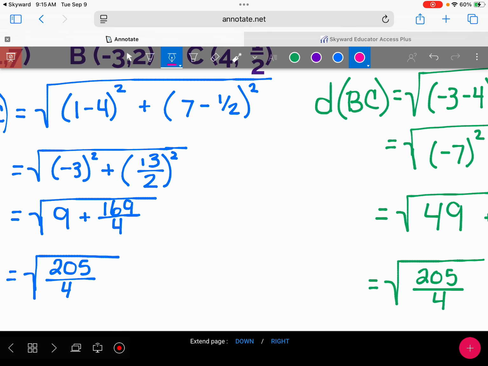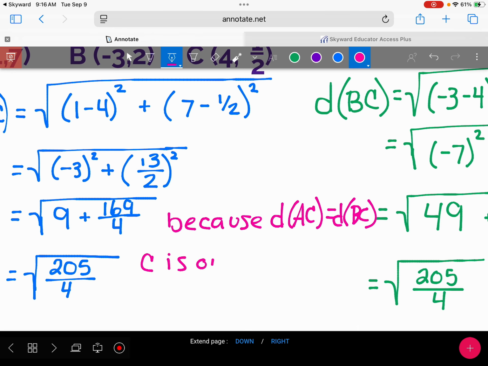So my answer would say, because the distance from A to C equals the distance from B to C, C is on the perpendicular bisector.